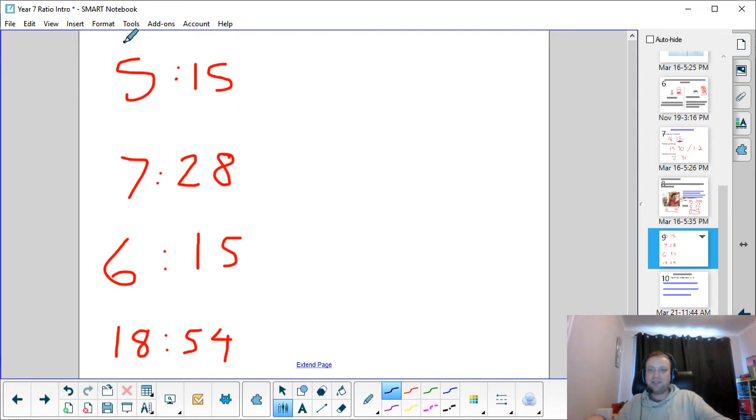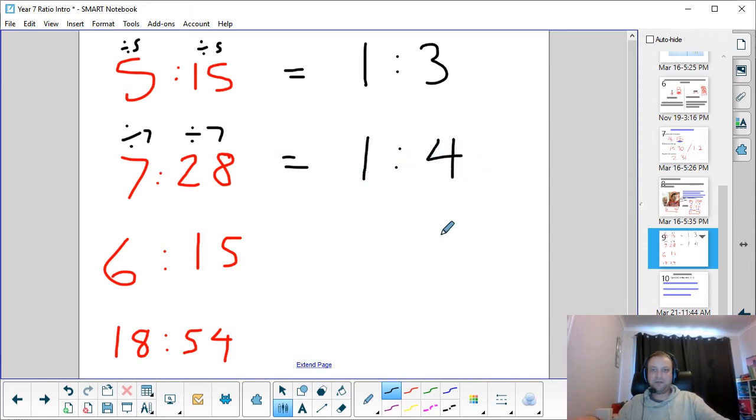So we are dividing by 5 to simplify this ratio, right? So this one would equal 1 on this side and 3 on that side, right? So it's a 1 to 3 ratio. Same thing with this one. We can divide both by 7. So when I divide the first number by 7, I get 1 again. I divide that by 7, I get 4, right? It's a 1 to 4 ratio.